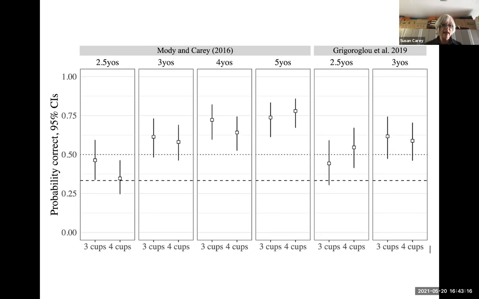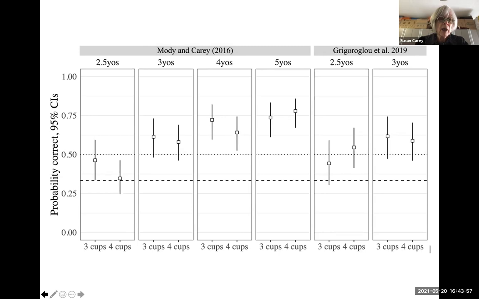Okay, what's the significance of this 50-50 performance? Well, it is a failure to represent or, right? If you represent that the sticker could be in the left one or the right one, then you should realize there's only a 50-50 probability that the sticker is in either one of those compared to in the certain cup.